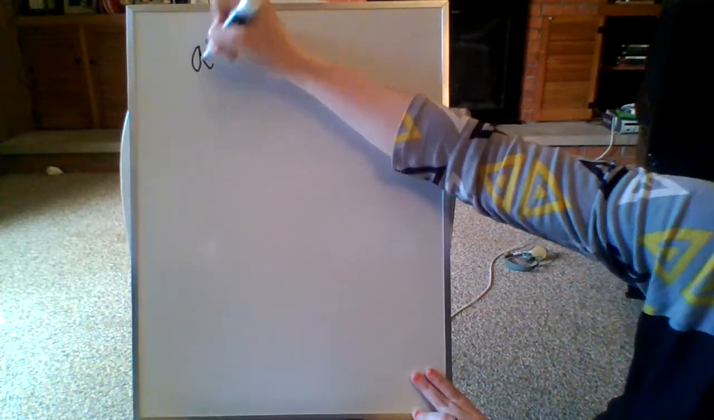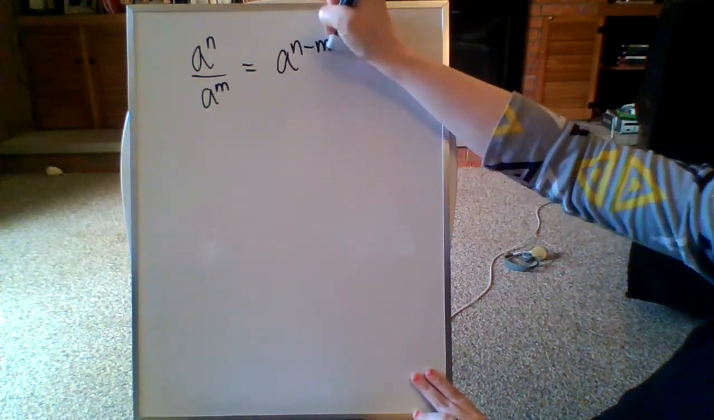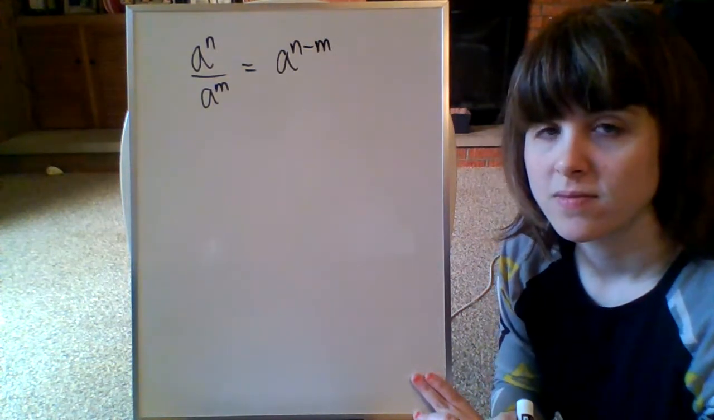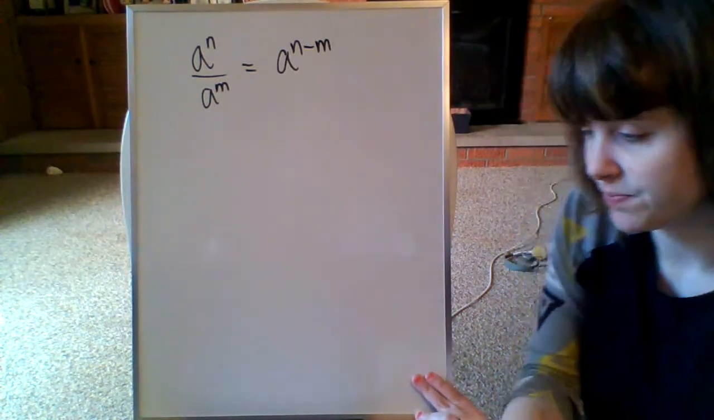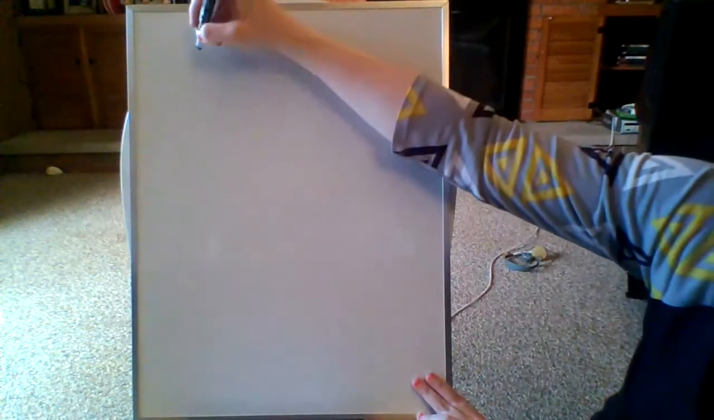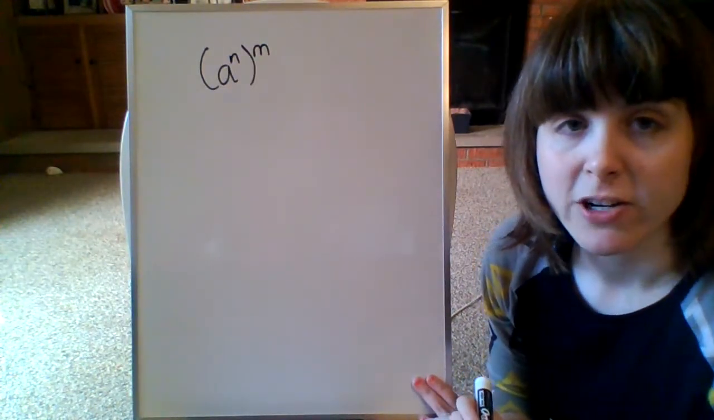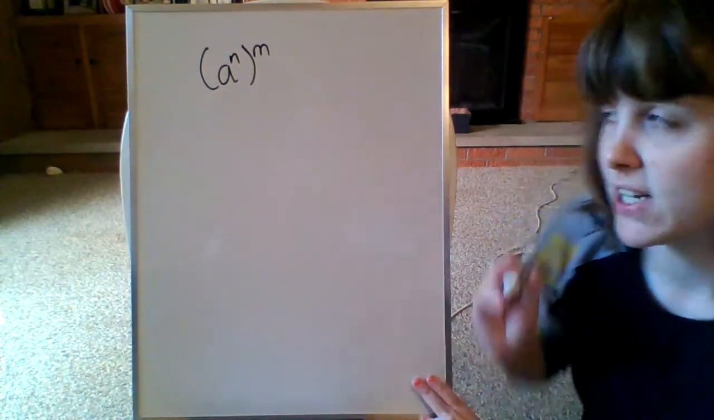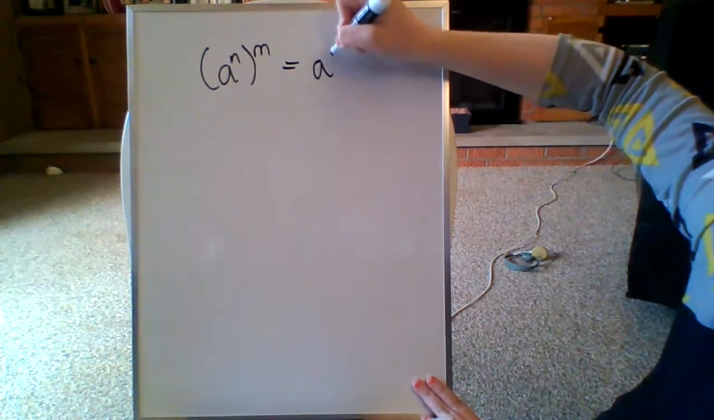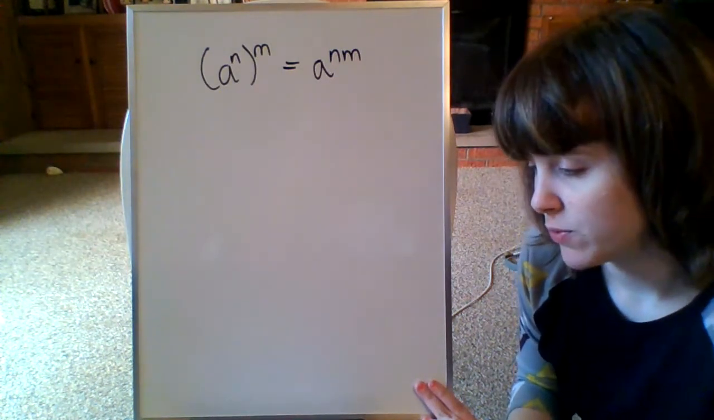Alright, next up we have the quotient rule. And the quotient rule says if you have the same base and you're dividing, we're going to subtract the exponents. So that's the quotient rule. Alright, then we have the power rule. So the power rule says that if you have something like this, which is also called power to a power, you're going to multiply that n and m together. So now it looks like this. Okay, so that's called the power rule.